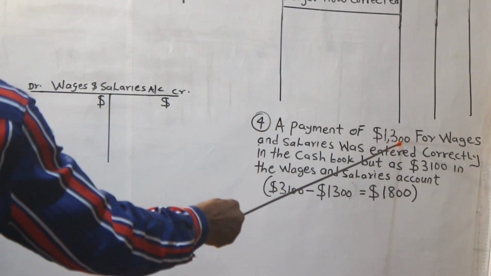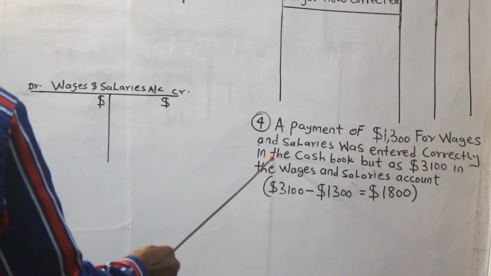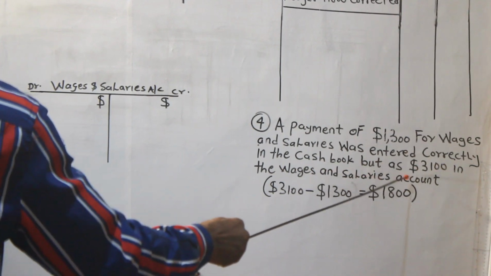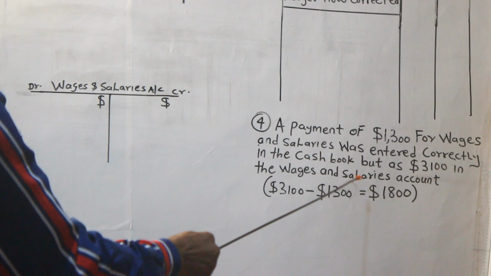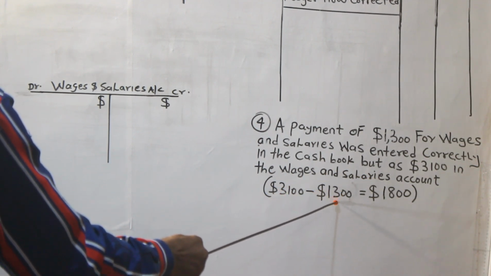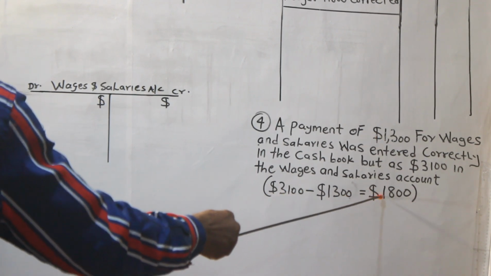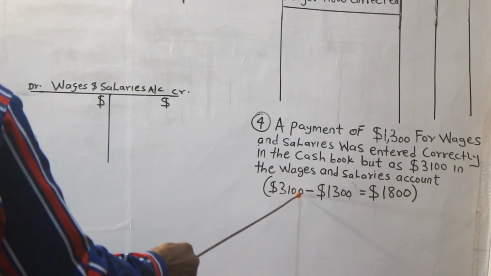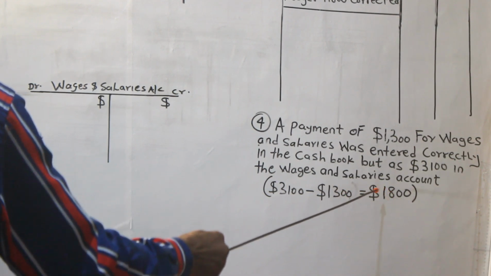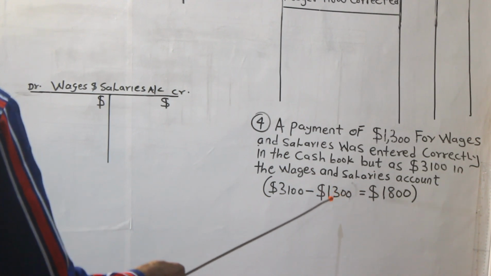Payment of $1,300 for wages and salaries was entered correctly in the cash book but as $3,100 in the wages and salaries account. If you observe, the difference is $3,100 minus $1,300. The cash book entry was correct and the difference is $1,800. That is $3,100 minus $1,300. That gives us $1,800. This can be regarded as an error of overcast in the wages and salaries account.